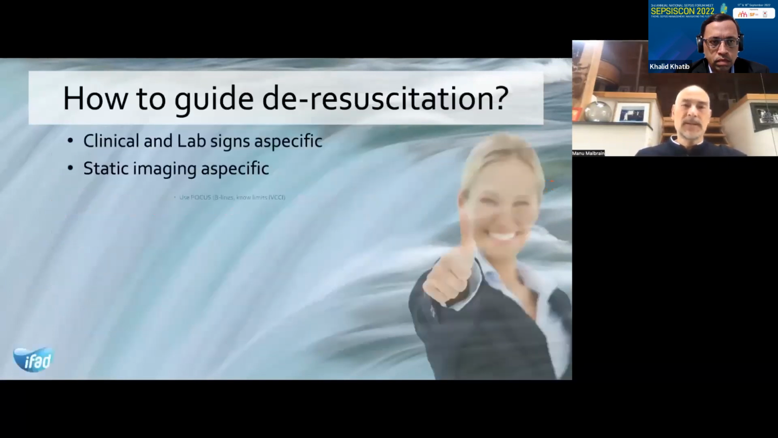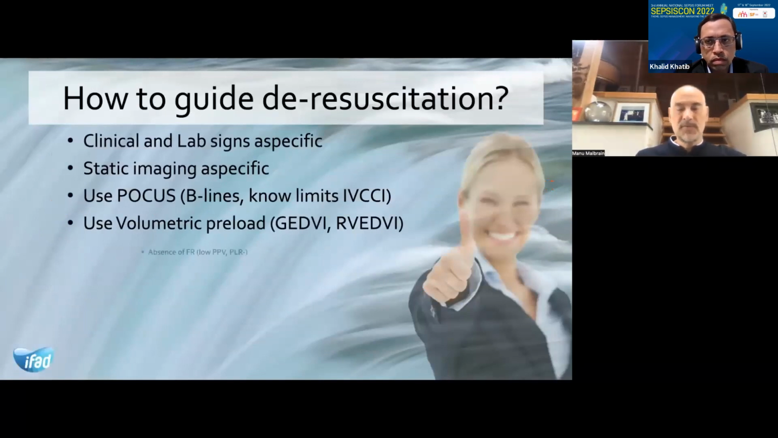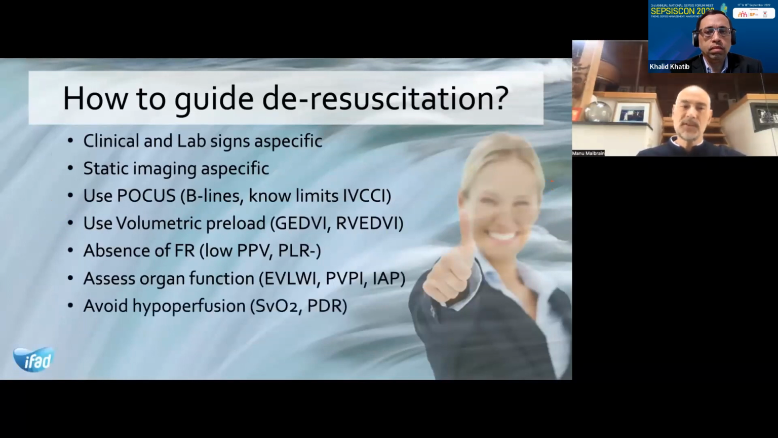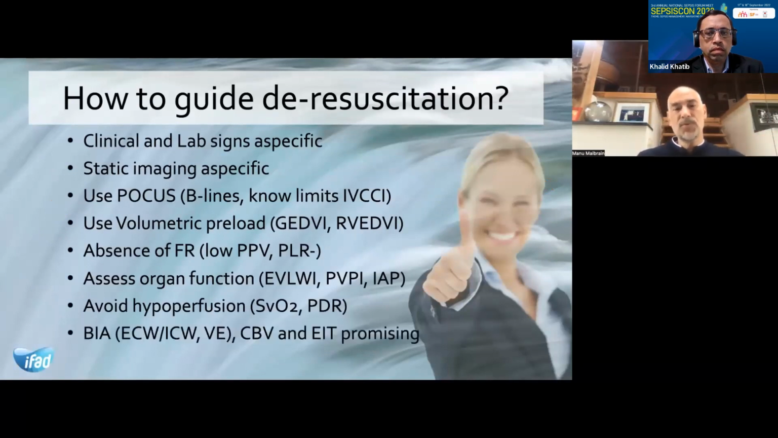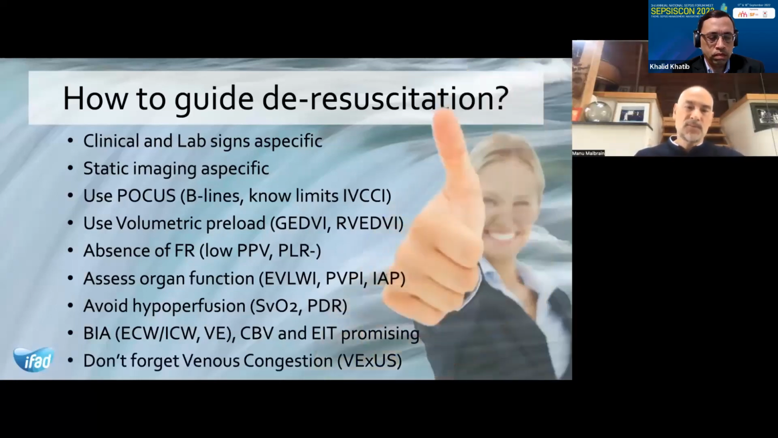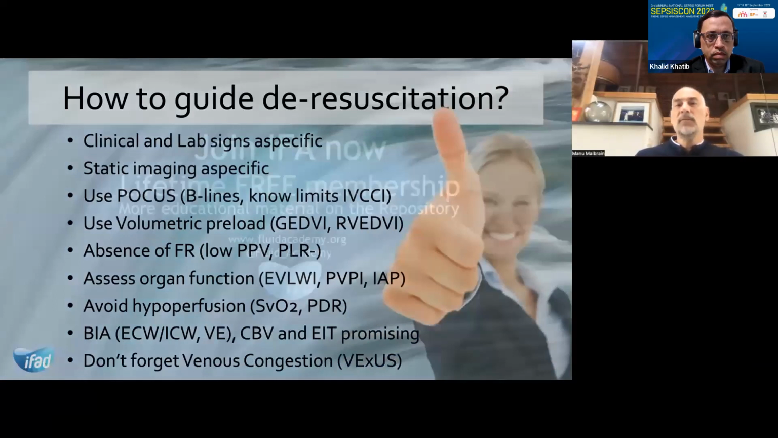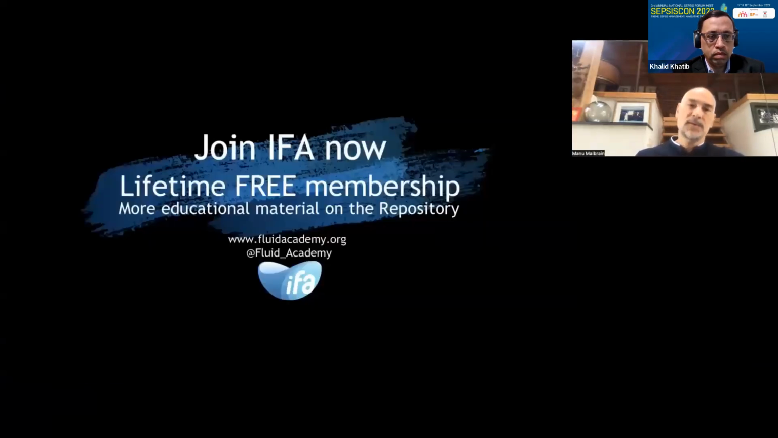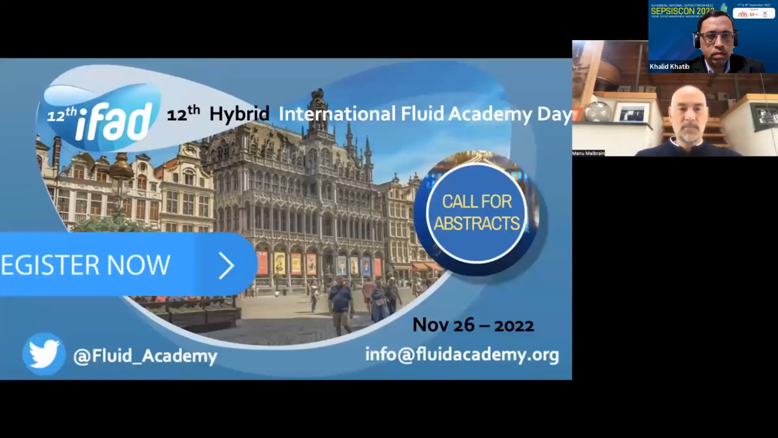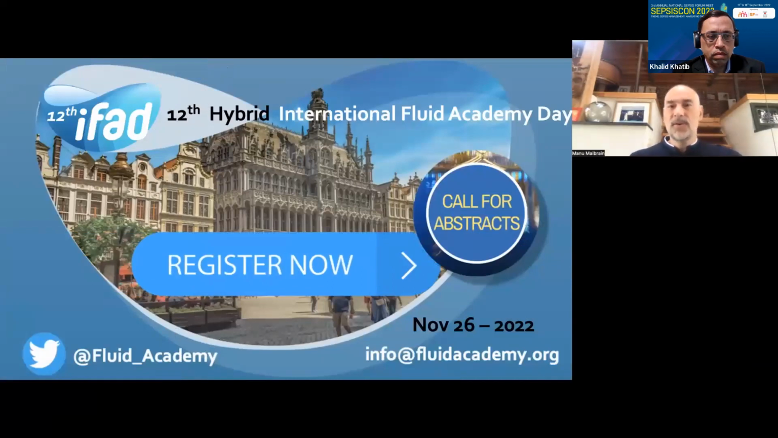So how to guide: clinical, lab and imaging is rather specific. You could use point of care ultrasound if you use preload volumetric ones. The absence of fluid responsiveness is interesting. Look at the impact of fluid accumulation on organ function, lung water, PVPI, abdominal pressure. Avoid hypoperfusion by close monitoring. And I think in the future, bioelectrical impedance analysis, circulating blood volume, maybe EIT, which I didn't mention, are promising. And don't forget the venous congestion score. Having said that, I invite you to join the Fluid Academy, as well as the next Fluid Academy Days on November 26th in Brussels. Thank you for your attention.